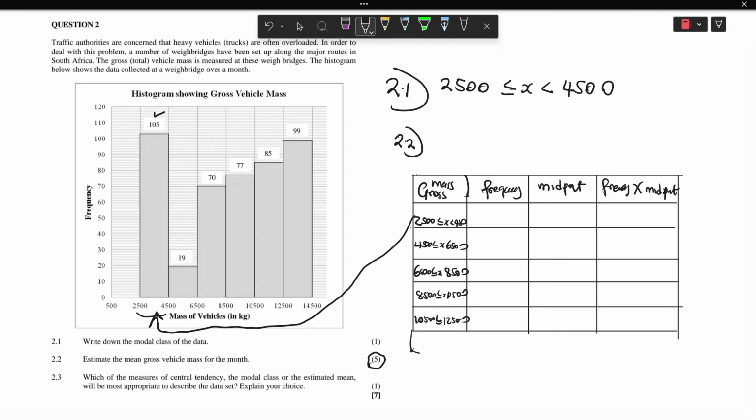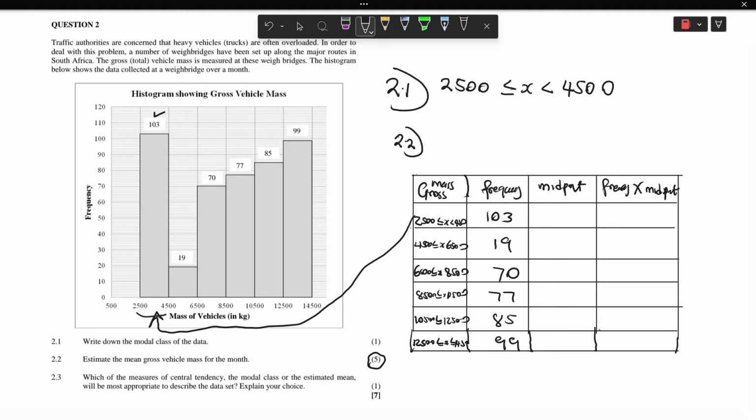I think we have our last part. What is our last part that we're going to have? It will be 12,500 less or equal to 14,500. So you will see what I'm writing. I'm writing those ones, okay? And then the frequency is 103, then 19, and this one we have 70, this is 7, and this is 85, and this is 99, as given up there.